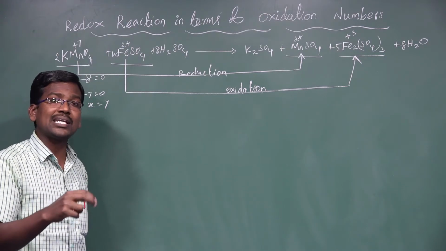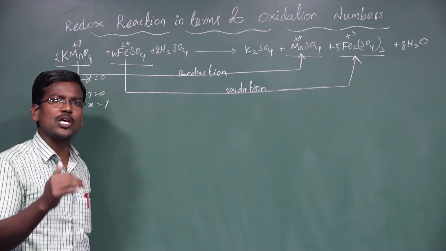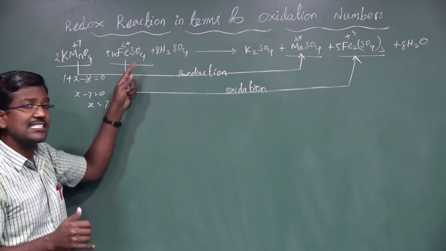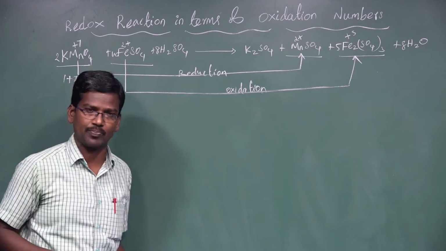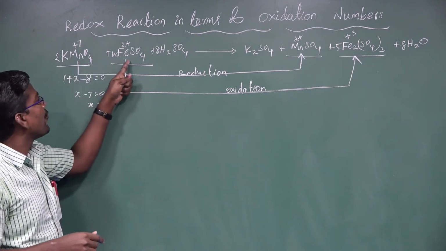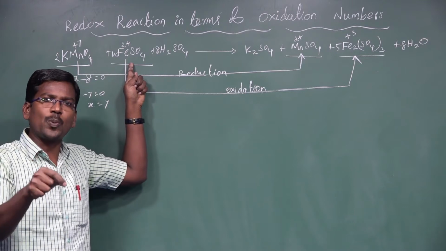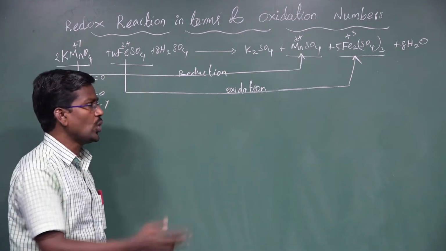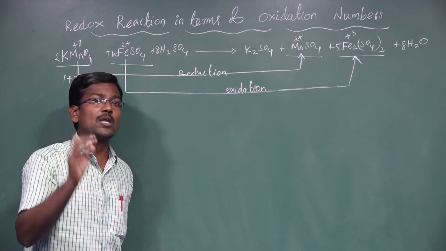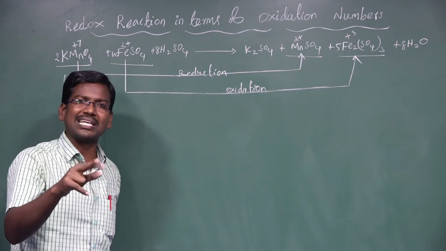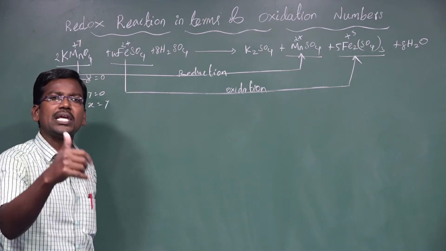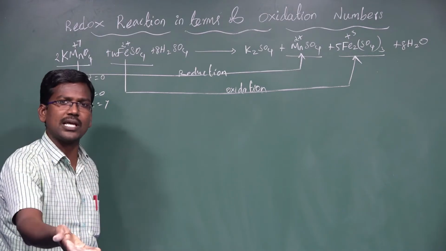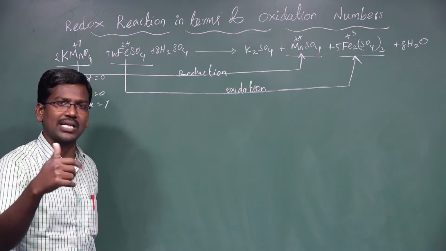In this reduction process, where manganese is reduced to manganese 2 plus, ferrous sulfate acts as a reducing agent. Next, ferrous sulfate containing Fe2 plus ion is oxidized to ferric sulfate containing Fe3 plus ion. The oxidation number increases, which means an oxidation process. Here ferrous is oxidized to ferric 3 plus ion.